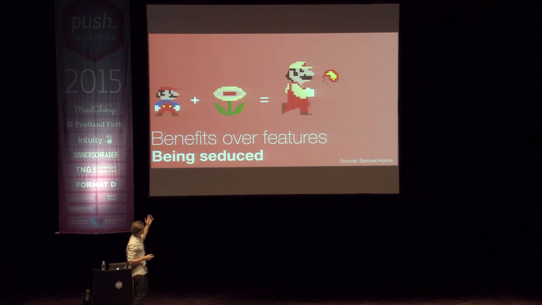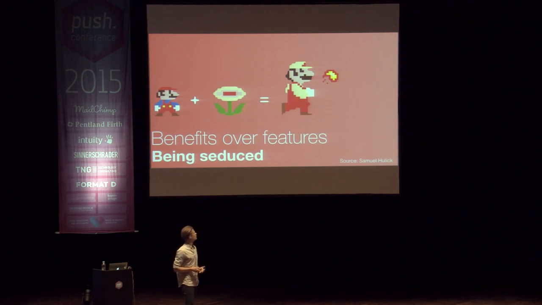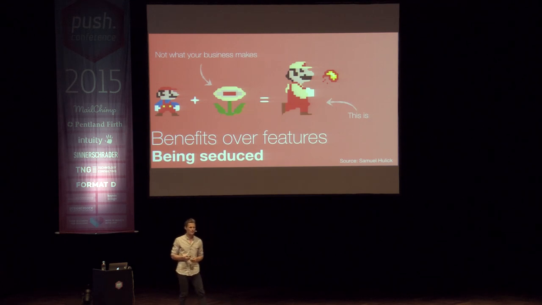Samuel Hulick did this great illustration, I think, where he asked the question, what are you building? So if you're Mario and there's some flower, is that what you're building? He says, well, no. It's the awesome guy who can throw fireballs because he ate the flower, right? So he's describing the benefits of using this and focusing on the benefits instead of the product itself.